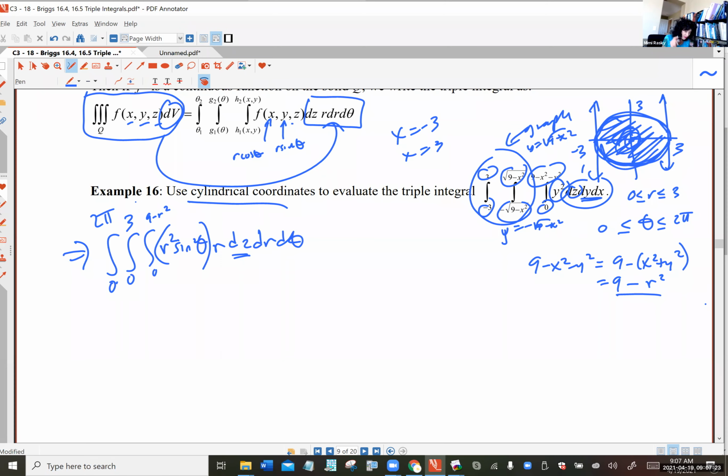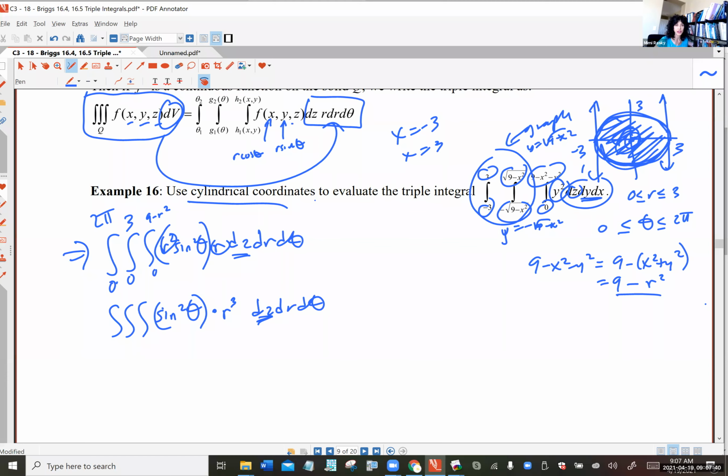Okay, before I do, I'd like to combine all of my powers of r into one power of r. And sine squared theta, I'll put it over here to the side, and then I get my r cubed here. And then I got dz dr d theta. Okay, let's do the innermost integral first.